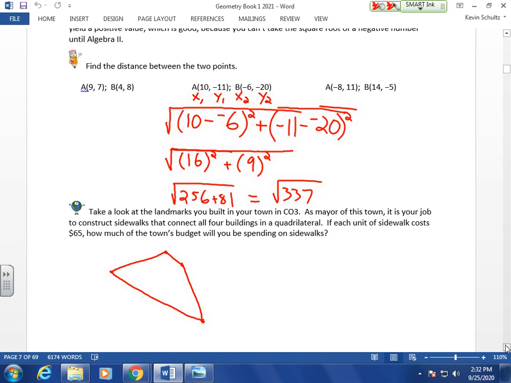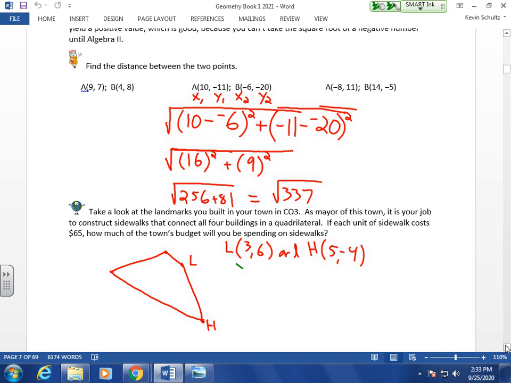Go ahead. Yeah. The library and city hall. Library and City Hall. Was that this one and this one? Okay. What's the ordered pair of the library? 3, 6. And what's the ordered pair of City Hall? 5, -4. Okay. So we'll find the distance between 3, 6, and 5, -4.